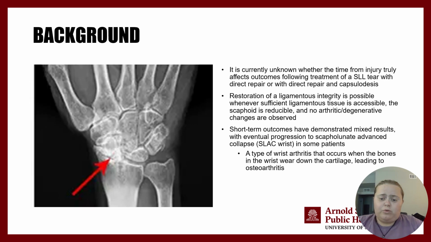SLAC wrist is a type of wrist arthritis that can occur when the bones in the wrist wear down the cartilage, leading to osteoarthritis. And in the picture on the left, you can see how those bones are just touching the radius and there's no cushion in between them. That's what happens when SLAC wrist is involved.